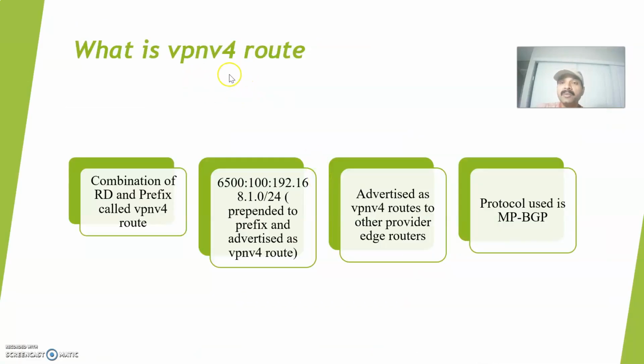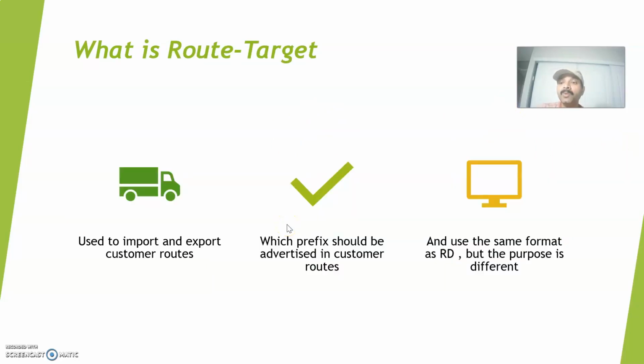Now let us see what a VPNv4 route is. Already I discussed, it is a combination of RD and prefix. It will be appended and sent as a VPNv4 route, and it is exchanged between the provider edge 1 and provider edge 2 routers using the protocol MP-BGP. So what is a route target? RD and RT both have the same format. The only difference is the purpose. RD is used to distinguish between two different routes, and RT is used to import and export the customer routes. We also should know which prefix should be advertised in customer routes. For that reason we use the route target.